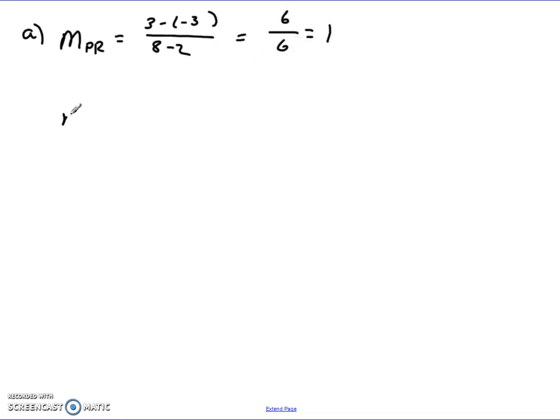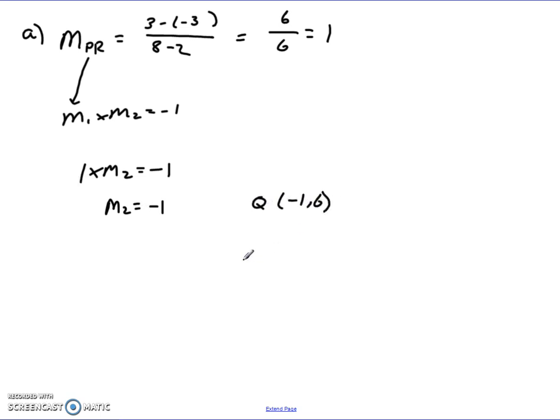I then use the fact that m1 times m2 equals -1 for perpendicular lines. I'm going to take m_PR and make it my m1. So I have 1 times m2, which is the gradient of my perpendicular line, i.e. my altitude, and I know that's equal to -1. So the gradient of my altitude, m2, is equal to -1. I can use this, and the coordinate of Q, which, if we remind ourselves, is (-1, 6), and substitute it in to create the equation.